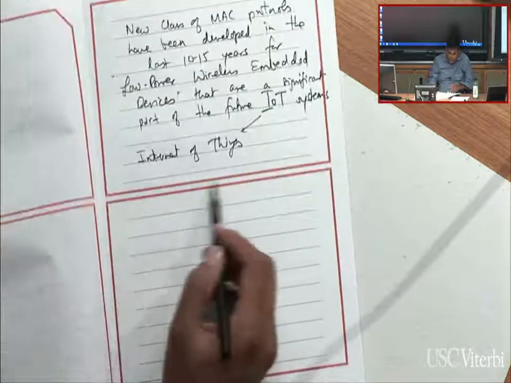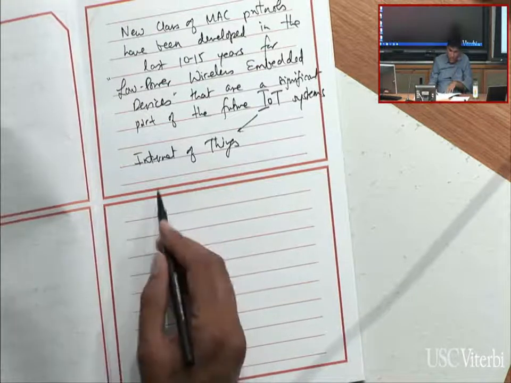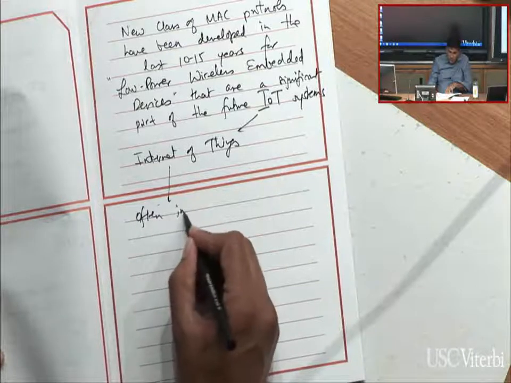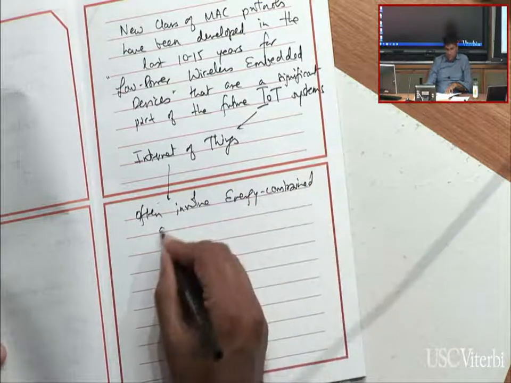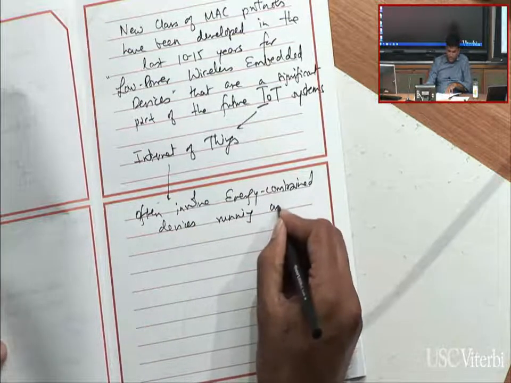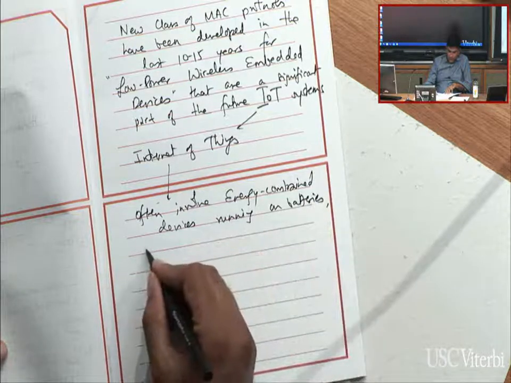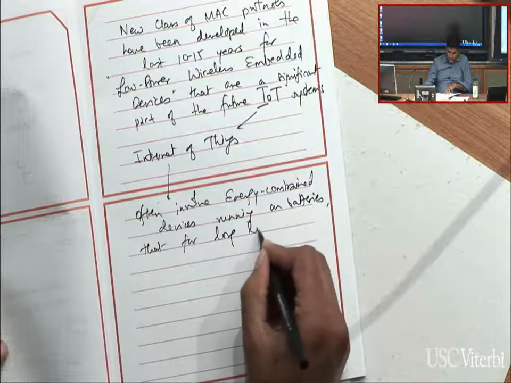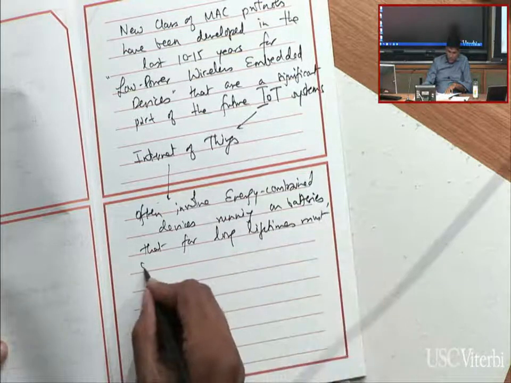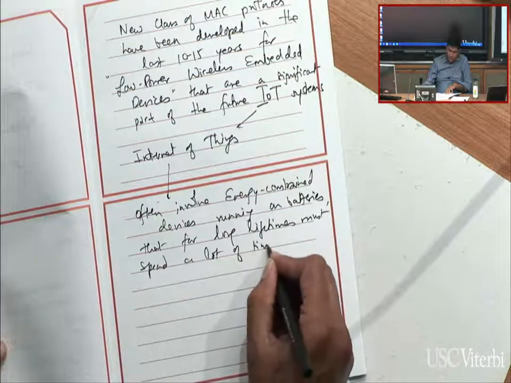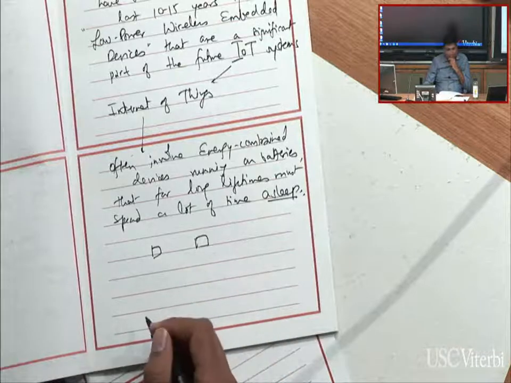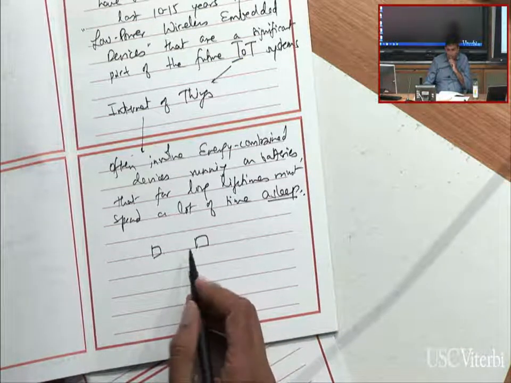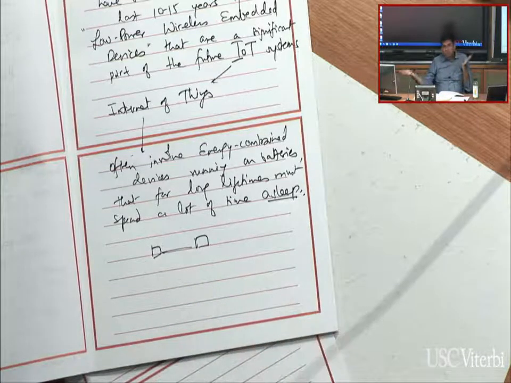Okay? And so a big component for IoT platforms is that they often involve energy constrained devices, maybe running on batteries, that for long lifetimes must spend a lot of time asleep. So here's a problem of medium access then, is you have two devices, and they spend a lot of time sleeping. And they want to send data to each other. So the obvious thing would be they should learn when the other one wakes up. They both should know when they wake up, and they should communicate to each other.